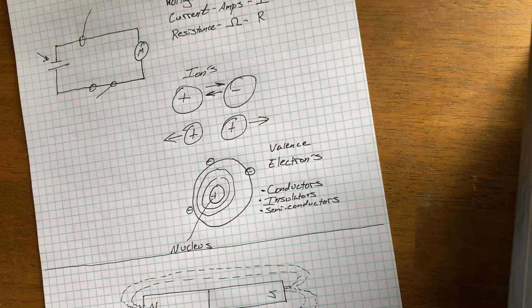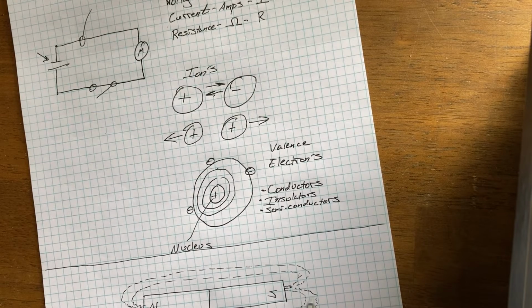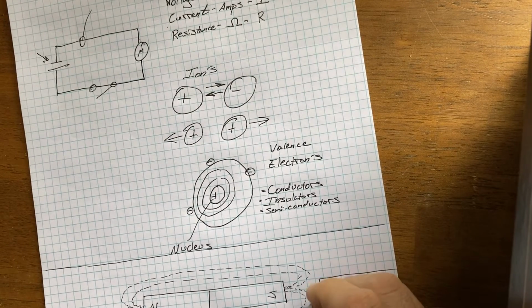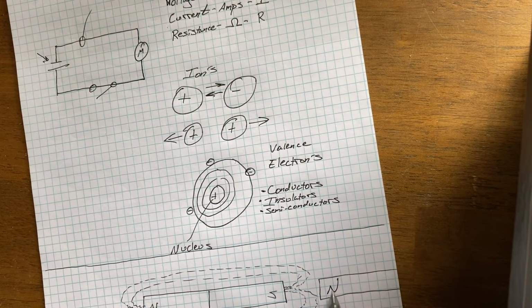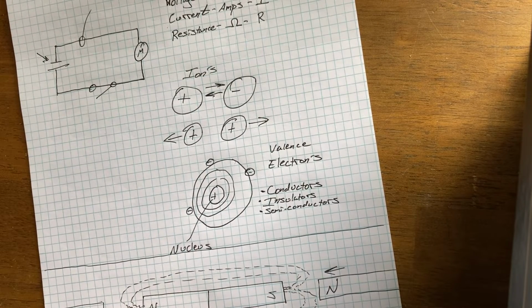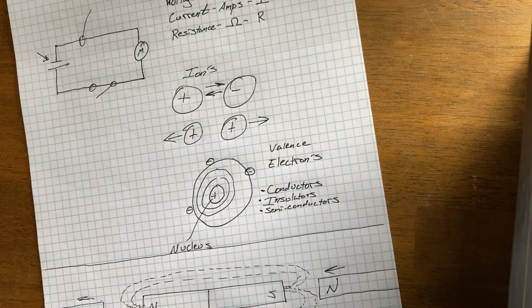So these lines of flux operate in the same way we were talking about, how opposites attract and like particles oppose. So if you had another magnet here, and you had a north right here, these would try to attract one another. Whereas if you had a north here, they would oppose each other, right?